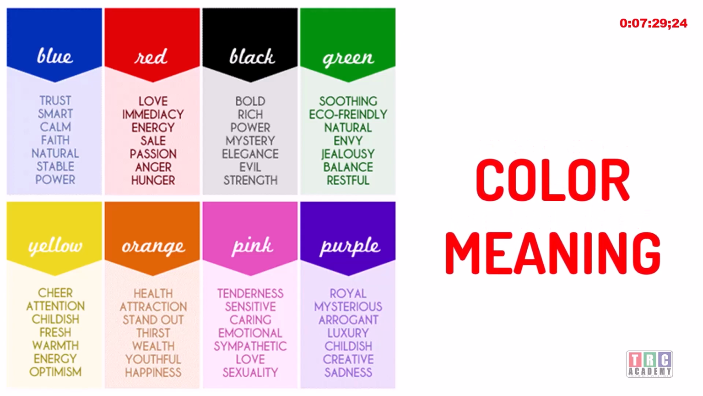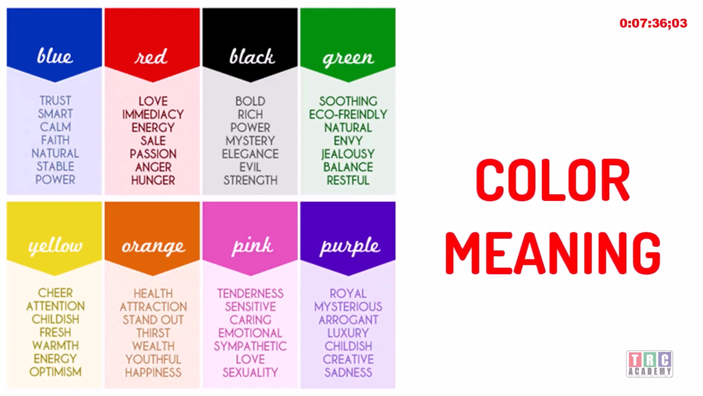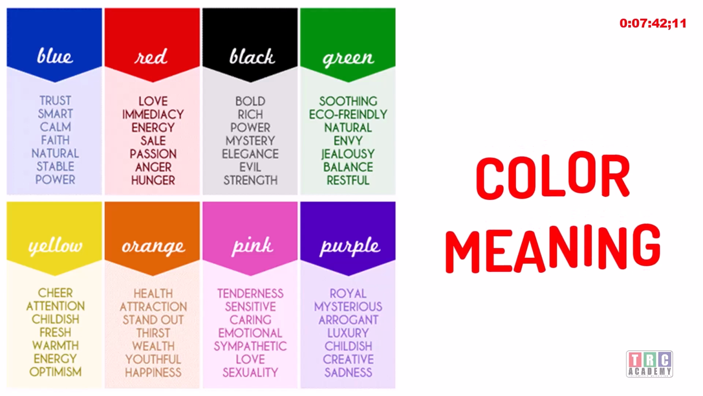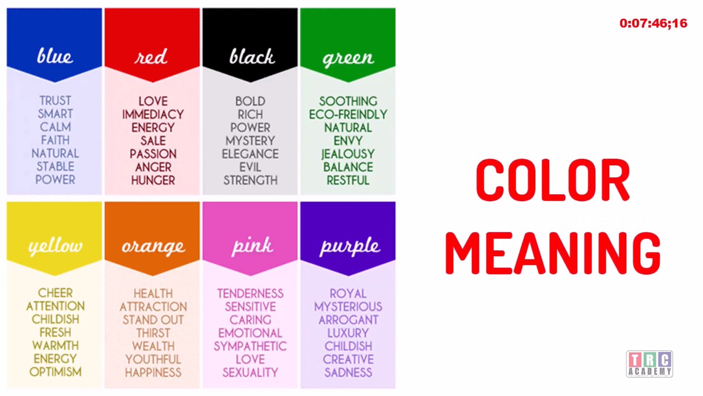Suppose you are doing something for a health company, orange is the best. For purple, royal, anything with the royal, you can go in for purple. Green means eco-friendly or nature, anything related to nature. So these are the different categories which are available on the net.